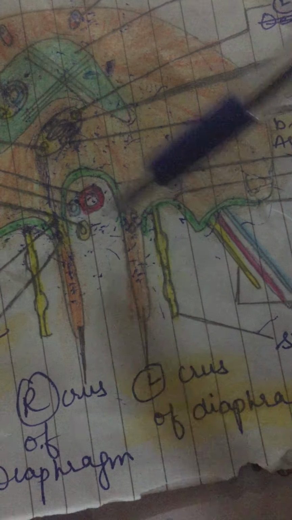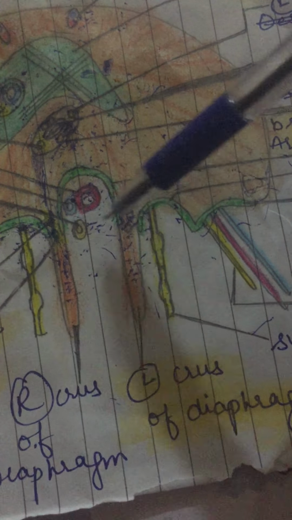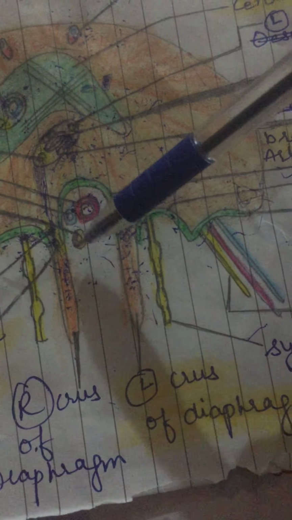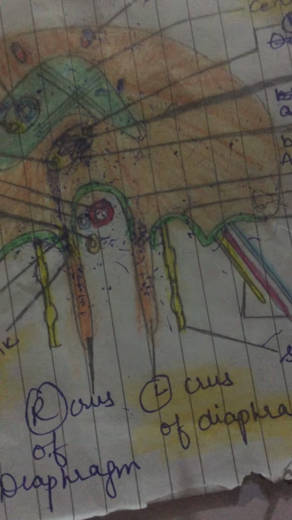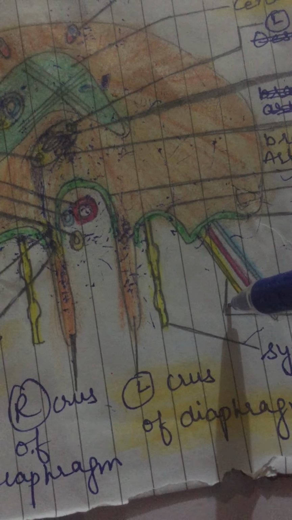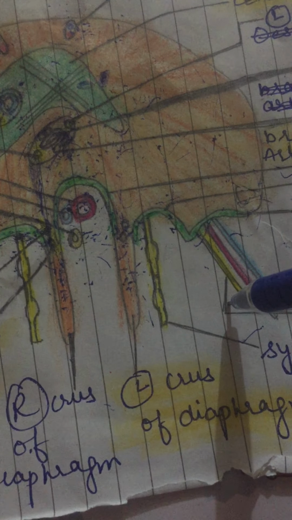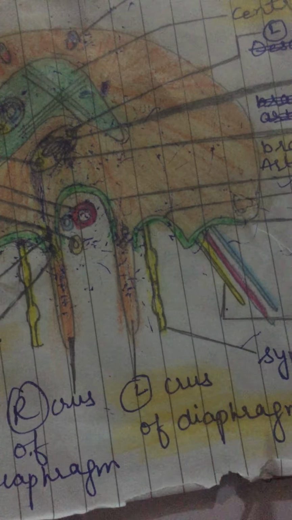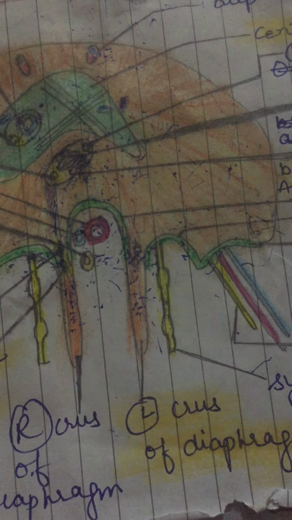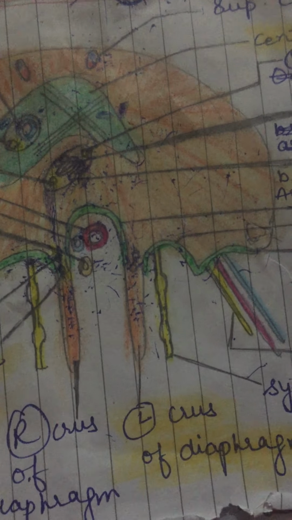In the right crus, I have drawn these two. These are the lesser and greater splanchnic nerves, right? Then the left phrenic nerve pierces the left cupola, right? Now nerve supply. The motor nerve supply of the diaphragm is by the phrenic nerve, C3, C4, C5, right?